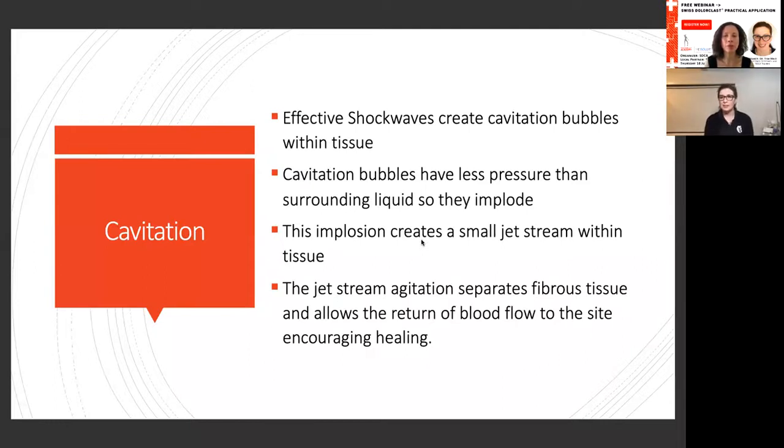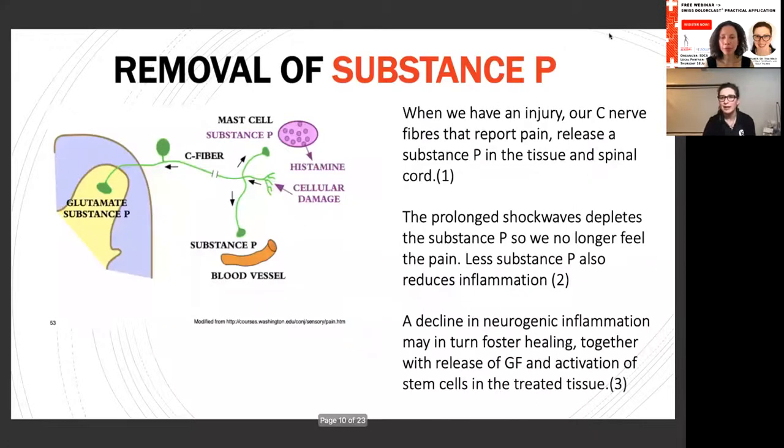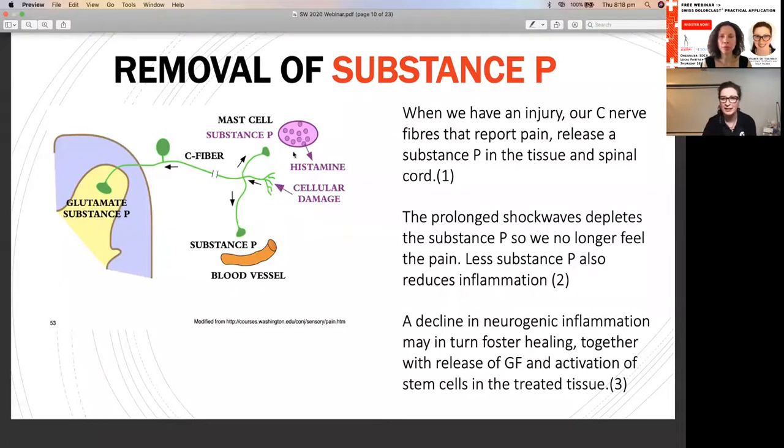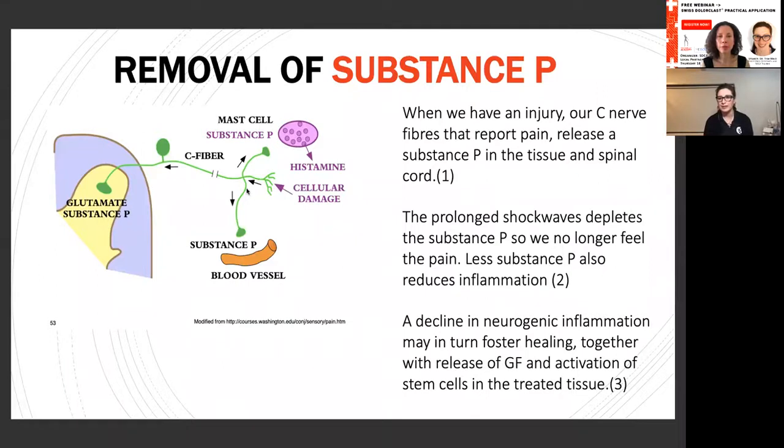The removal of substance P. When we have an injury, obviously we have our C nerve fibers that report pain. They release substance P in the tissue and in the spinal cord. If we have a look at this picture, you can see this is our spinal cord, with substance P floating around blood vessels, the mast cells, histamine, damage to the cells, and these are our C fibers that report the pain back. When we apply shockwave, that depletes this substance P, so it gets rid of it. So we can't feel the pain because the message can't get back.